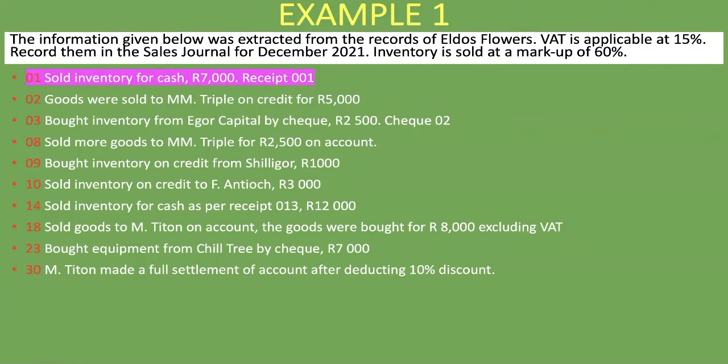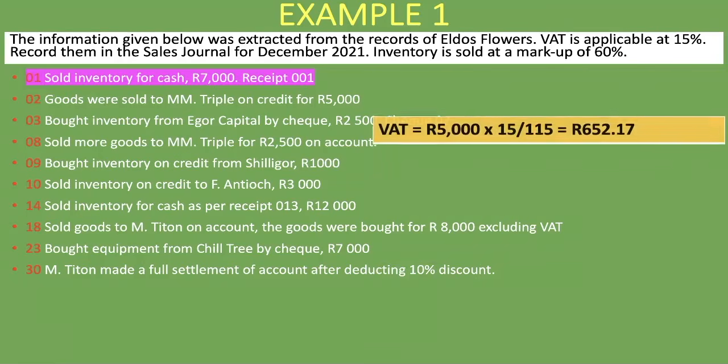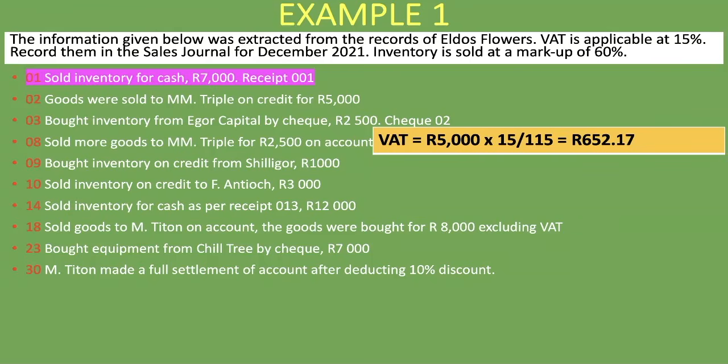So the first thing that we're going to calculate is our VAT output. How do you calculate your VAT output? Well, you take the amount for which you sold the inventory, and you multiply that by the VAT percentage, and we're told that VAT is applicable at 15%, and you divide it by 115. Why 115? Because 100% is the amount without the VAT, but when you add the VAT, it's 115%. So this is how it looks. 5,000 Rand times 15 divided by 115 gives you an amount of 652 Rand 17 cents. That is the amount for the VAT.